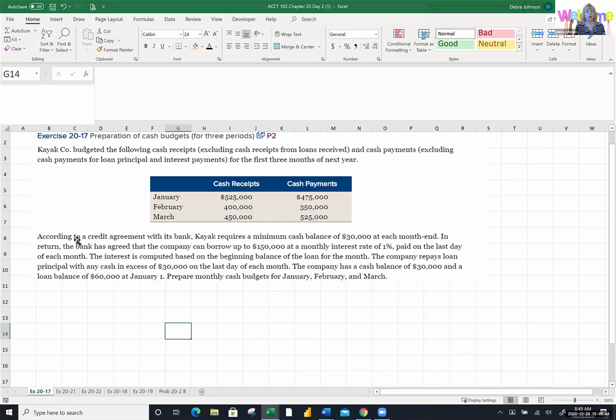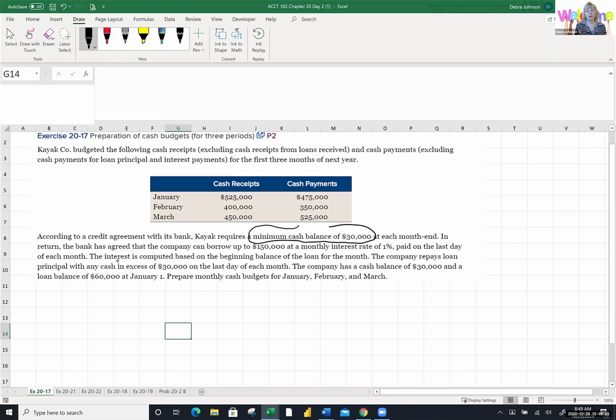According to a credit agreement with the bank, Kayak requires a minimum cash balance. So there's that debt covenant. That's important. We can't let our cash fall below $30,000 because we've made a promise to our bank that in order to get this special line of credit rate, we're going to keep $30,000 in our account at the end of each month. One of the purposes of our cash budget is to make sure that our balance doesn't fall beneath that. If it does, the problem is going to tell us that we're going to draw on a credit line.